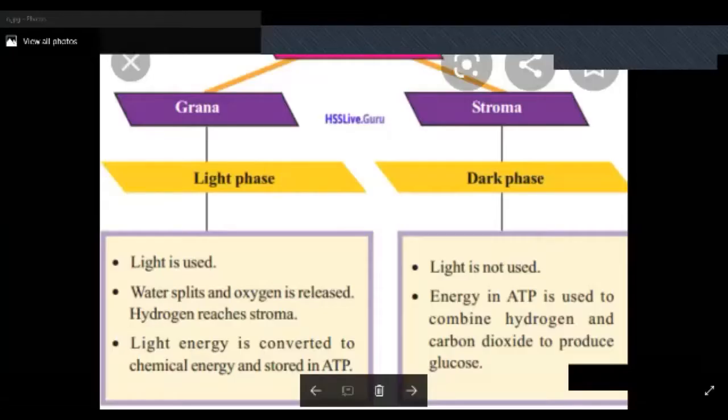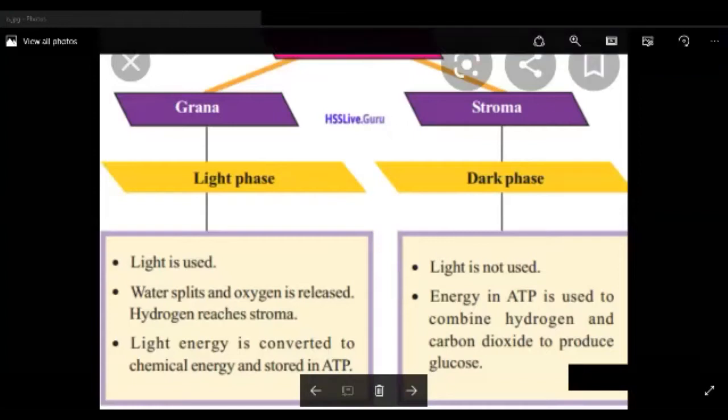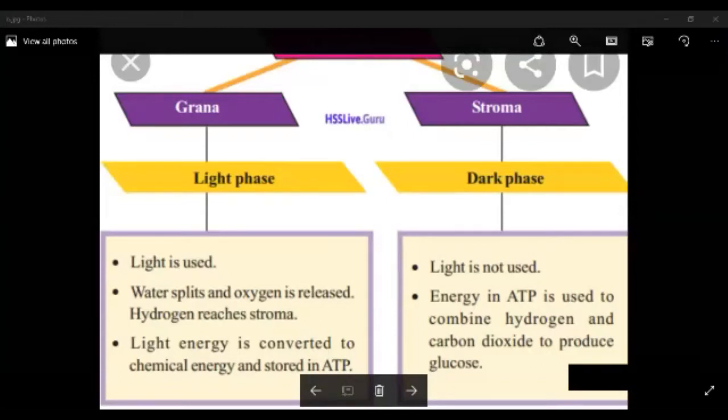The light phase occurs in the grana of the chloroplast, and the dark phase occurs in the stroma of the chloroplast. Light is used in the light phase. Light is not used in the dark phase. Water splits and oxygen is released. Then hydrogen reaches the stroma. Energy in ATP is used to combine hydrogen and carbon dioxide to produce glucose.